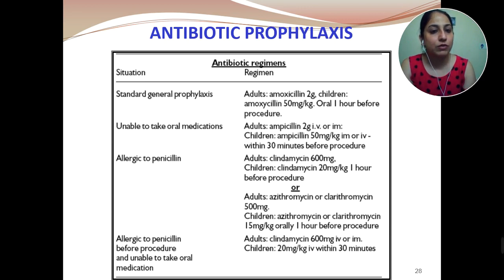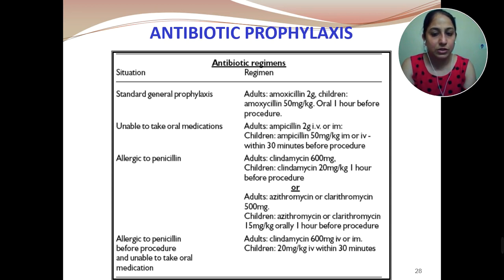The initial dose is 1 hour before the procedure, and this one is 30 minutes before the procedure. Now if a person or a child is allergic to penicillin, then there are other regimens. In adults, clindamycin 600 mg can be given, and in children clindamycin 20 mg per kg 1 hour before the procedure can be given, or azithromycin or clarithromycin can be given in adults 500 mg. The same drugs in children, 50 mg per kg orally 1 hour before the procedure.